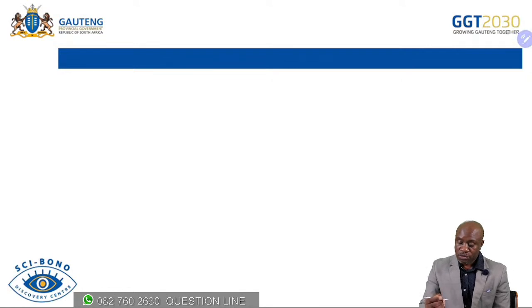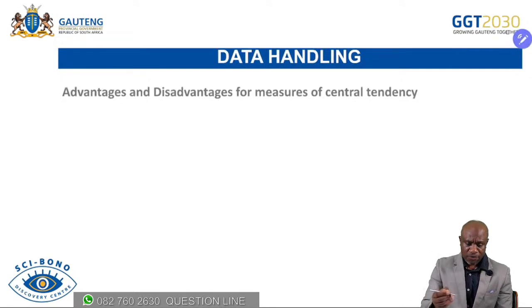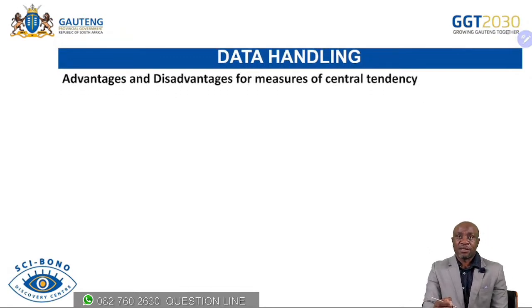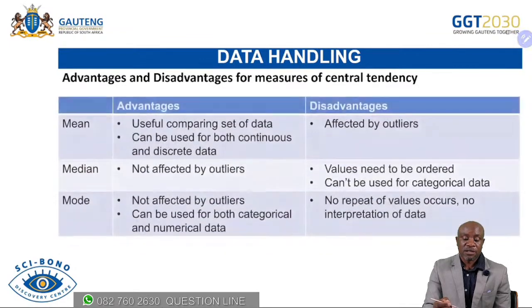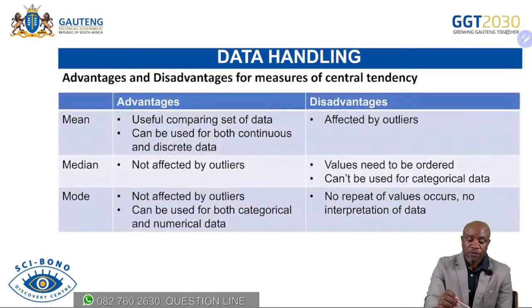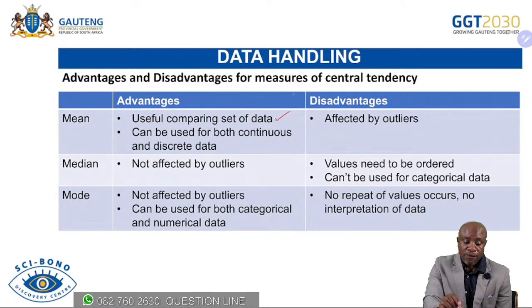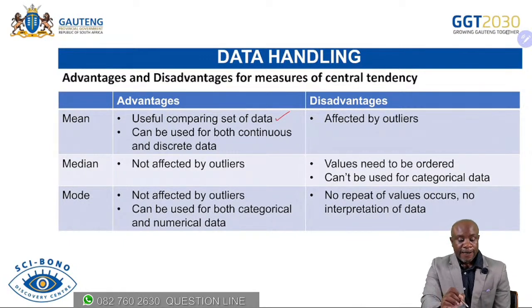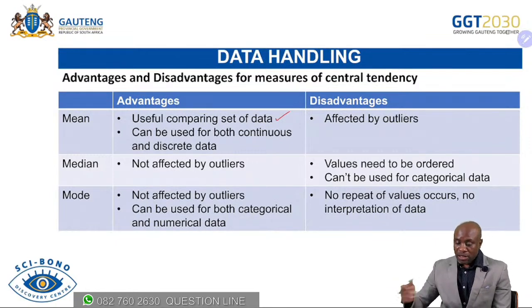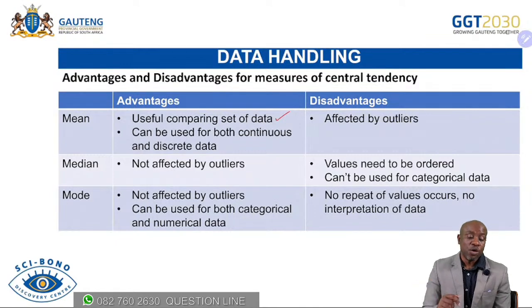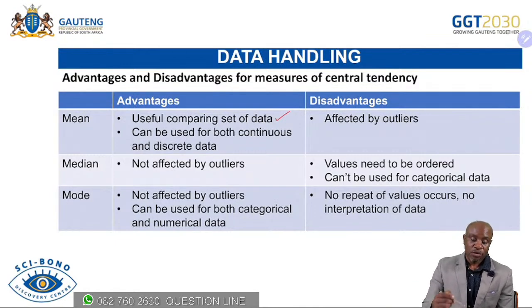Now, I want us to summarize. This captures it very well. I hope you're going to take a picture of these and look at the advantages and disadvantages of each of the measures of central tendency. Mean: useful for comparing sets of data, like what Nhlapo was actually asking me, why can't we just calculate the average? It's easy to calculate the mean. You just take the numbers, add them, divide by how many there are. There you get your mean. And it's easy to do that. You can use it even when you have continuous data.